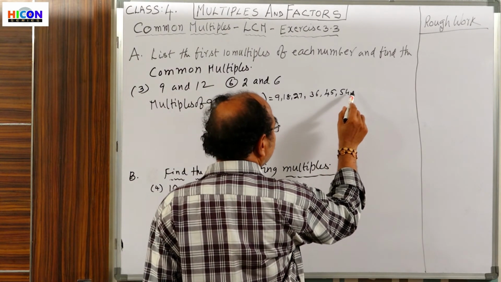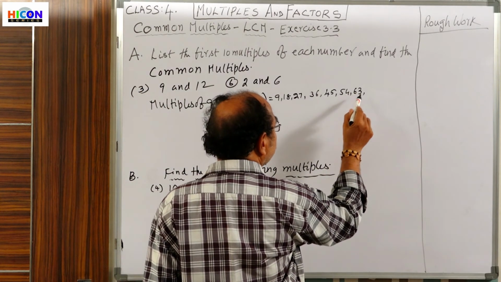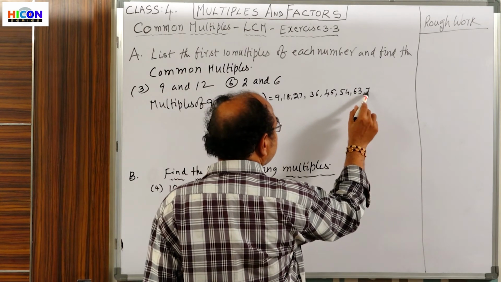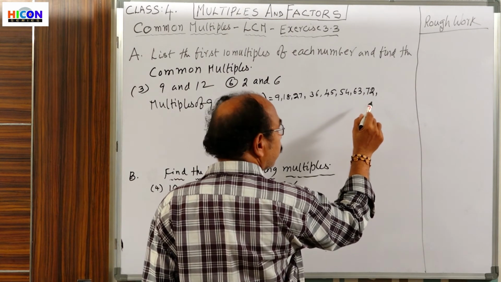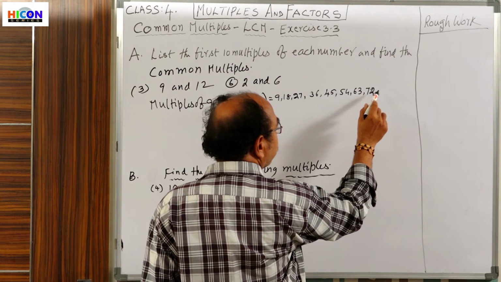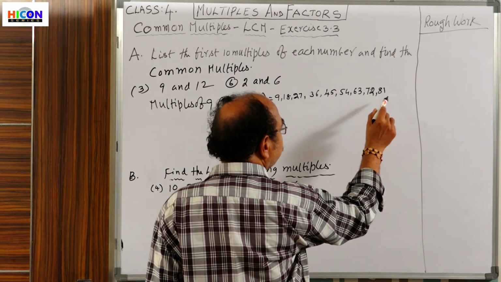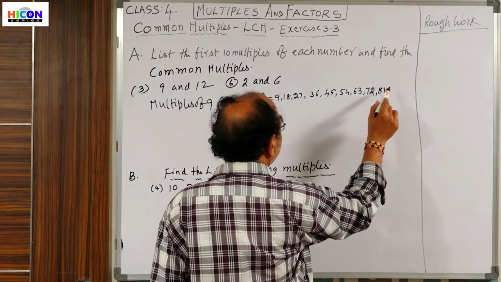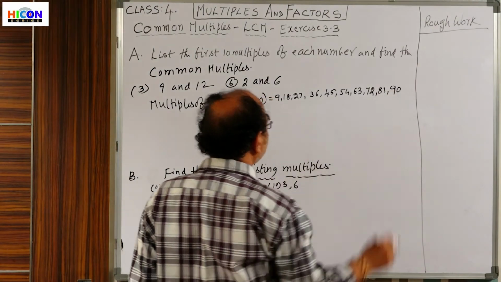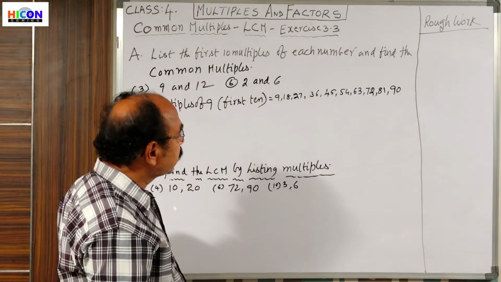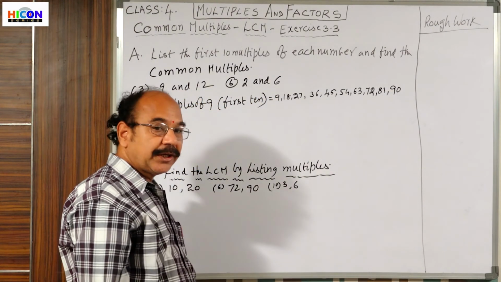9 sevens are 63. 9 eights are 72. Okay. 9 nines are 81. 9 tens are 90. These are the multiples of 9.